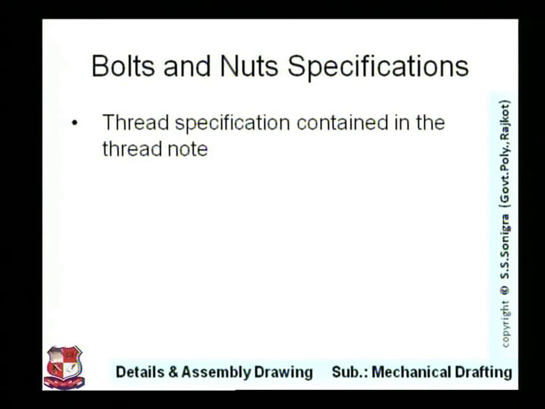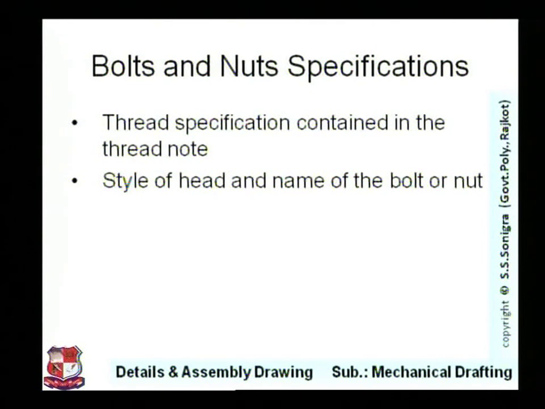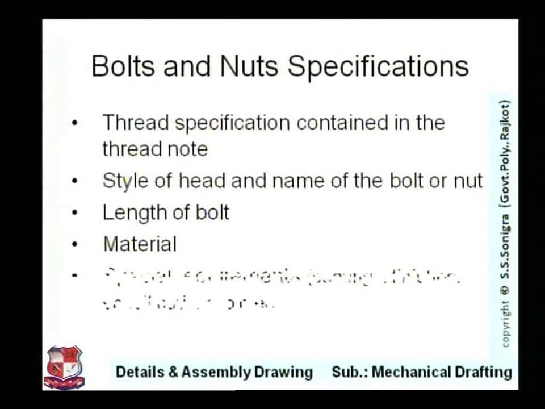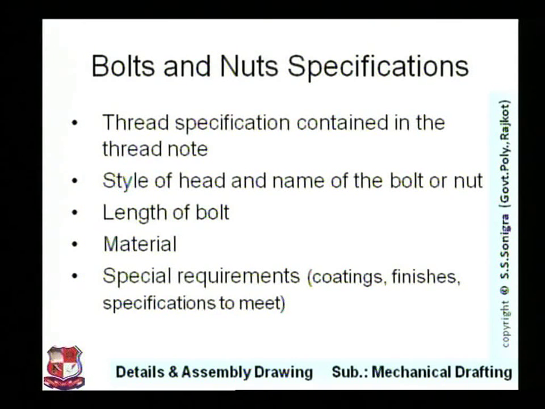Bolts and nuts specification. Thread specification, style of head and name of the bolt or nut, length of the bolt, these are all nuts and bolts specification. Then material, then special requirements, for example coating, finishes, specifications to meet, and required quantity, how many pieces are required. They should be written in the nuts and bolts specification.